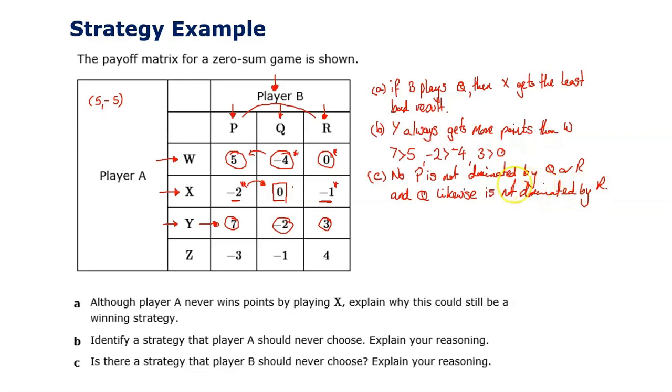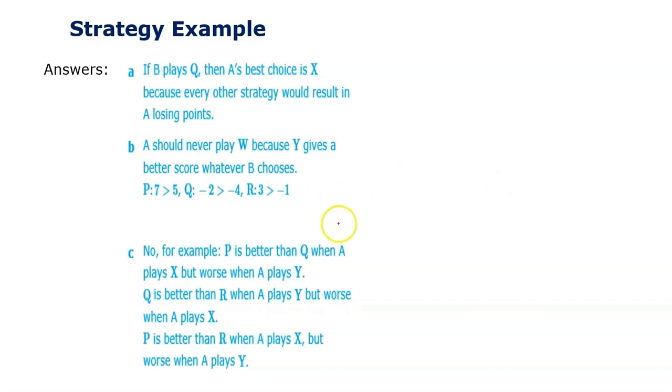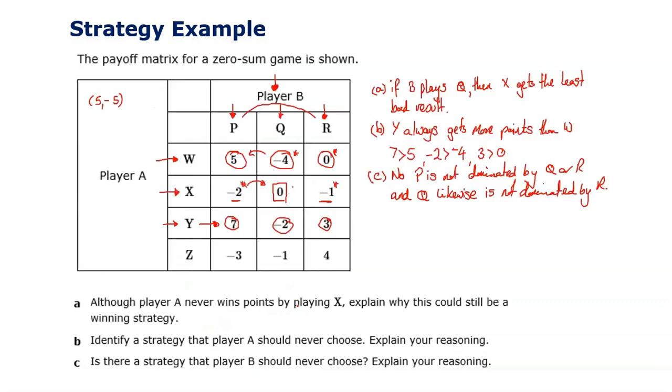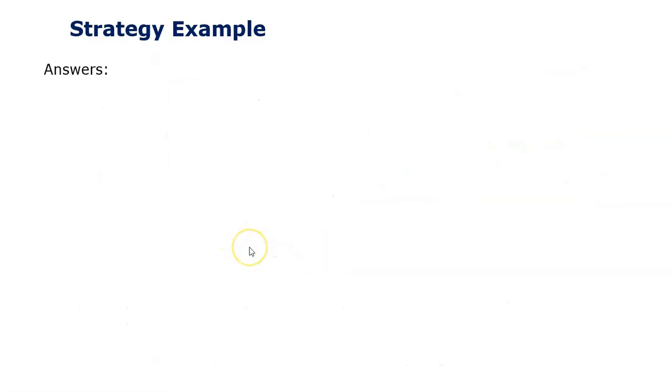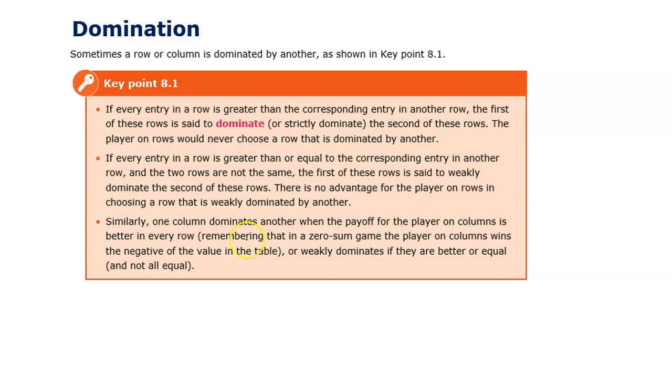So what did I put? I don't think there's any logic in that. So what was the answer? It says no, for example, P is better than Q when A plays X, but worse. So this is what I was going through. And I'll leave those scores up for a couple of seconds so you get a chance to read it and go back to it and get your head around it. But the idea basically was that in our example, there was never one that was always better than the other. Sometimes it was better here, but sometimes it was better there, and that's not dominance. And so we're leading into this idea of what domination is.